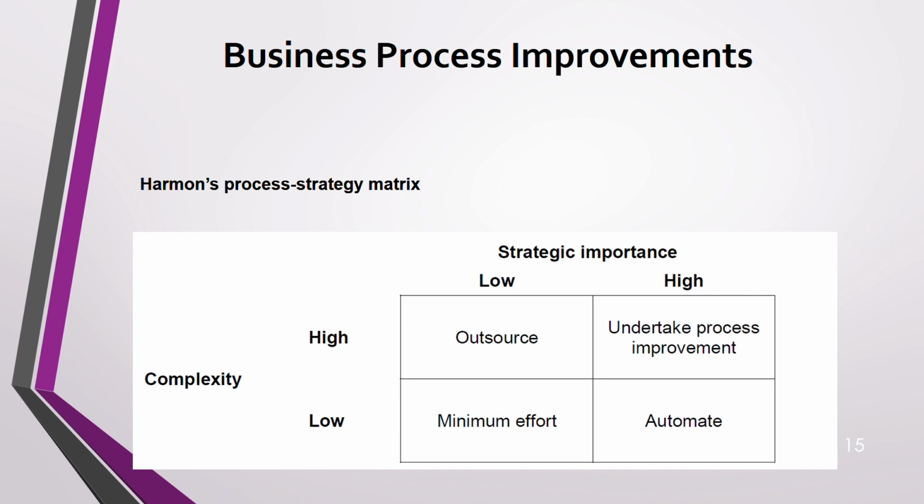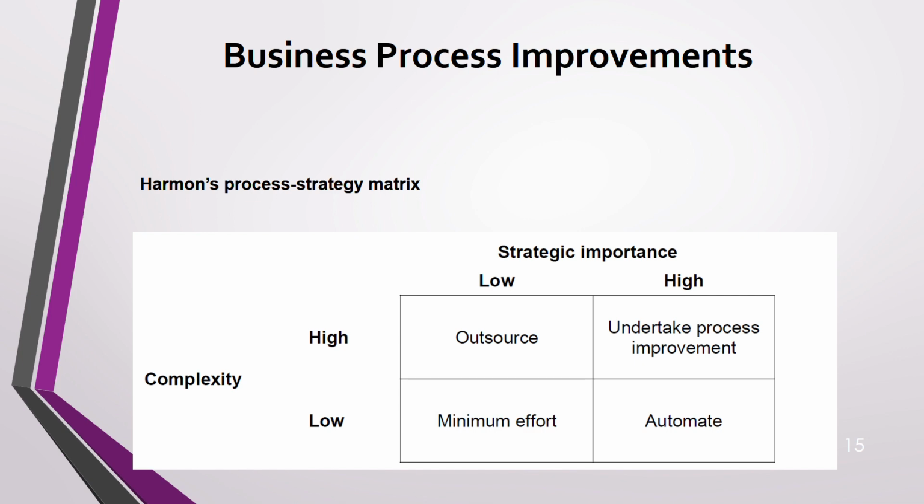Where complexity is low but strategic importance is high, you can automate. I'm repeating again. In terms of complexity, it's low. That means anyone can do it easily, right? If it's less complex, anyone can do it. You can give it to someone else also. Why give it to someone else? Because strategic importance is high. So automate it rather than doing it, because it can easily be done.